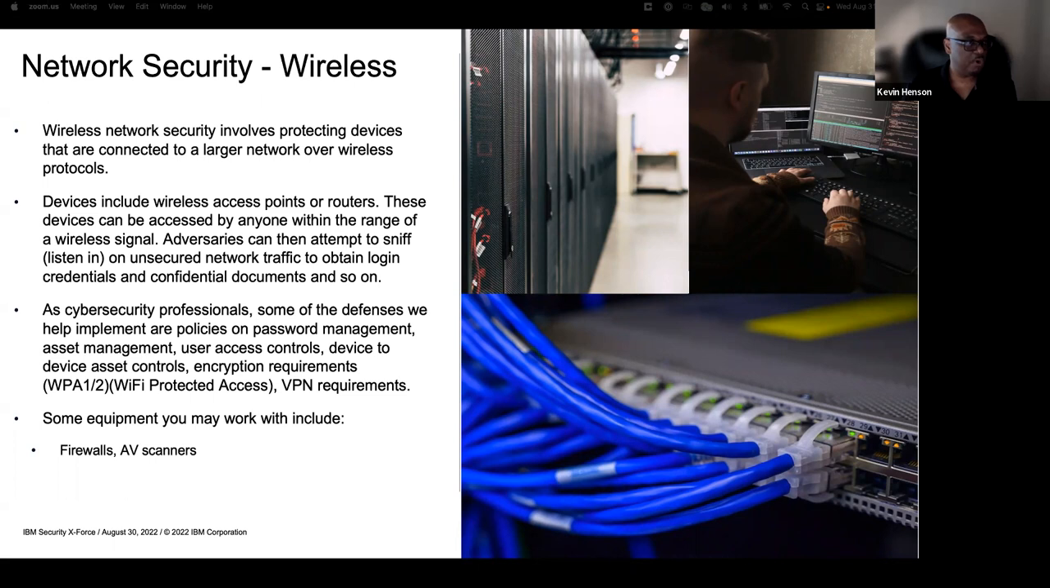Some wireless protocols that you may hear about or already know about include WPA, or Wi-Fi Protected Access. And there are also VPN requirements, where you can log in through the VPN to provide a layer of protection to get you past into the next level of the wireless network.